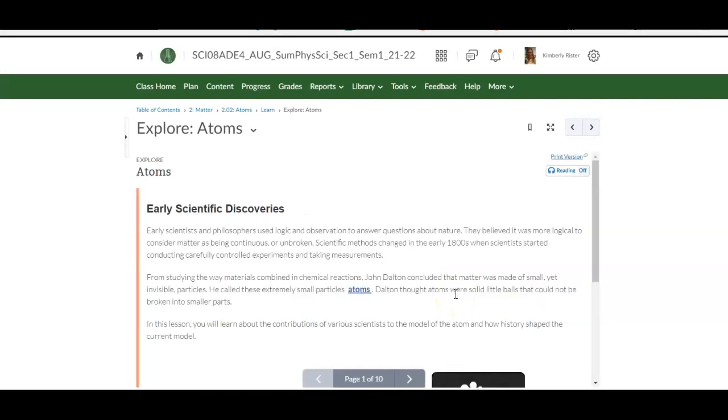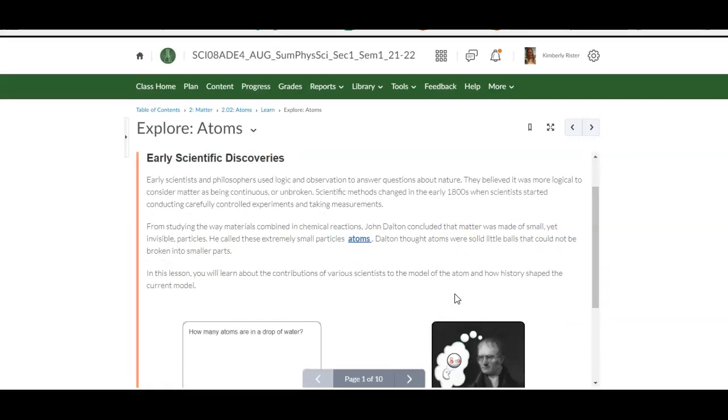All right, so now we're getting into the lesson. And the first question that we're looking at, guiding question number 1, is what are atoms and why are they important? So early scientific discoveries. We're talking about early scientists and philosophers used logic and observation to answer questions about nature. They believed it was more logical to consider matter as being continuous or unbroken.